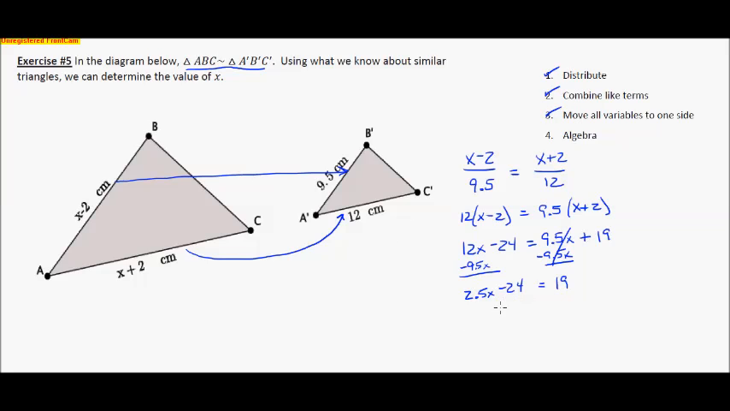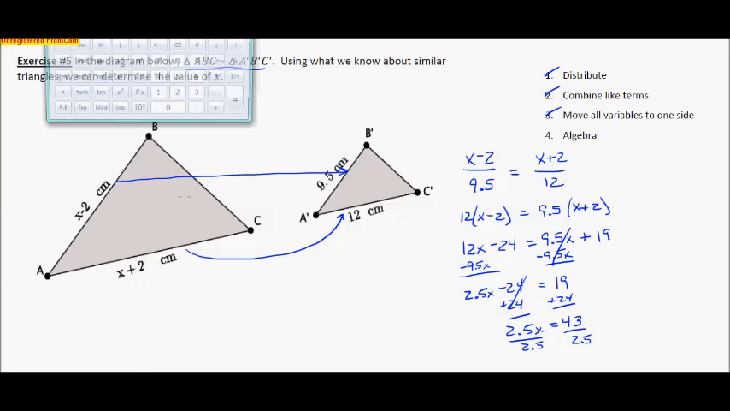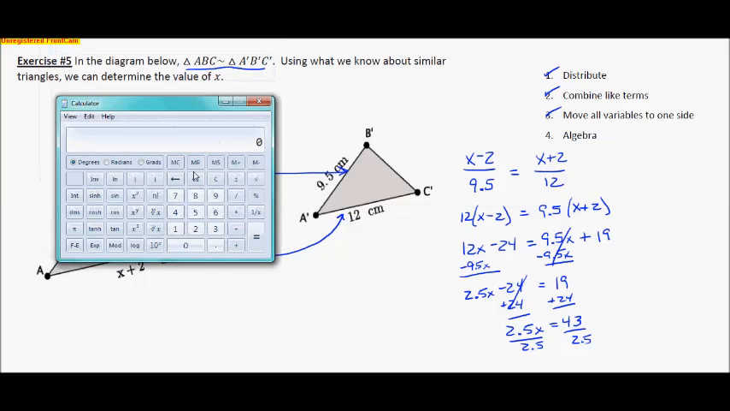So now I just solve for x. I'm going to do my algebra. I'm going to add 24 to both sides here, and I get 2.5x because those go away. And let's see, 19 and 24, that would be 43. Last step, divide by 2.5. If you have to, get your calculator out. We'll bring up the calculator here, and let's bring it down so you guys can see it. We're going to do 43 divided by 2.5, and I get 17.2.